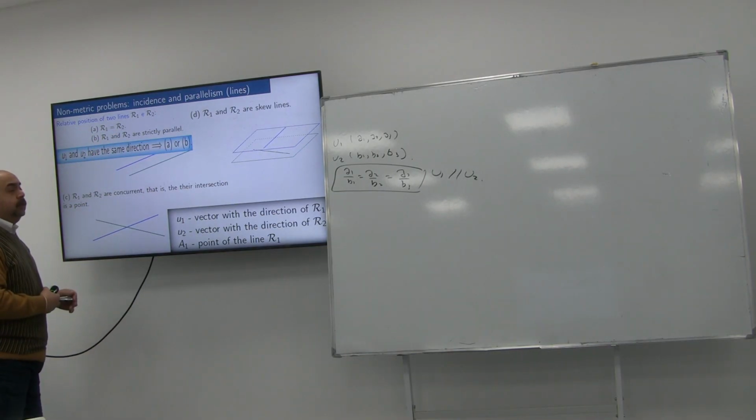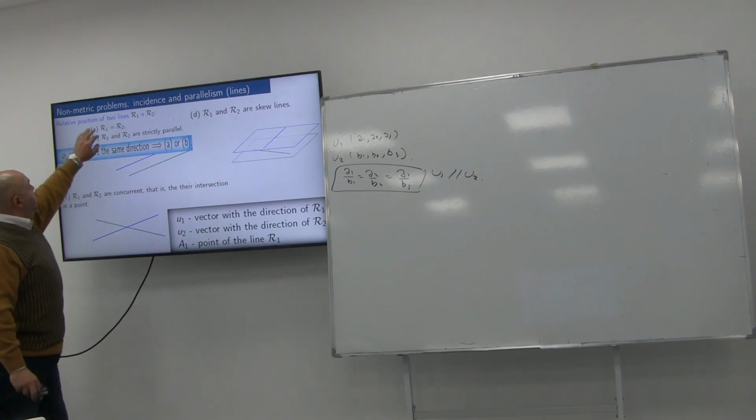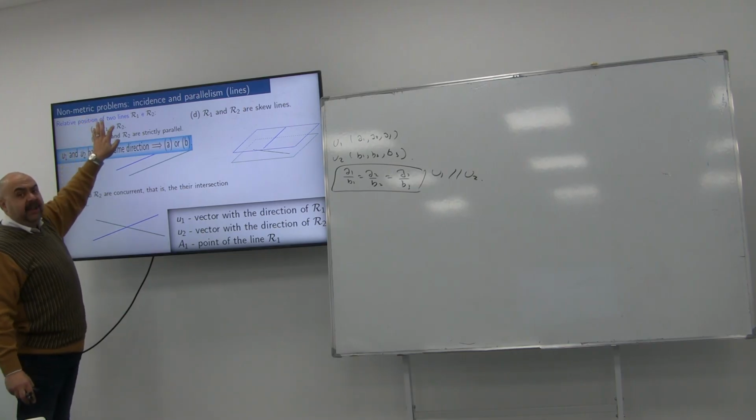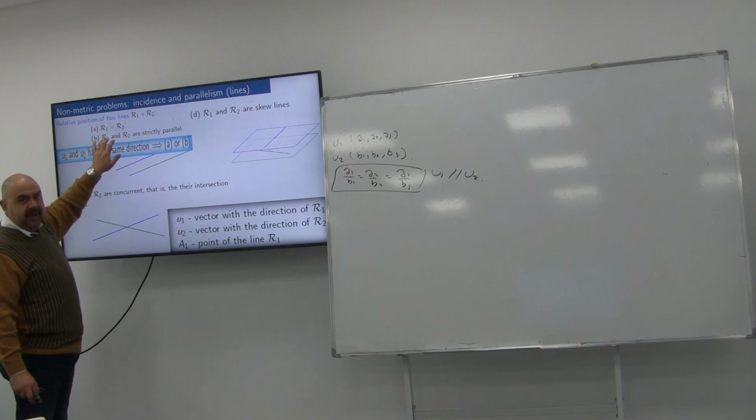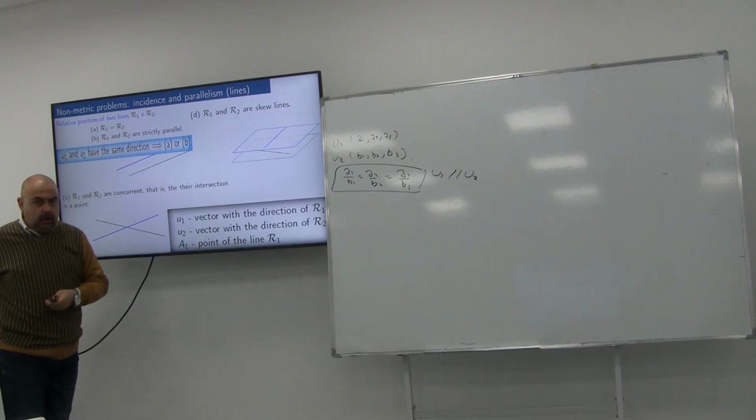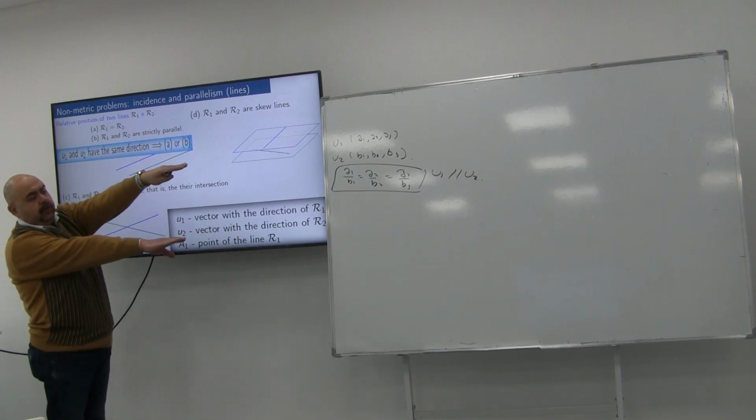How to differentiate between these 2 straight lines? The points here on R1 are exactly the same as the points on R2. But here, the points on R1 are different from the points of R2. So once more, in order not to forget, these 2 lines are parallel.